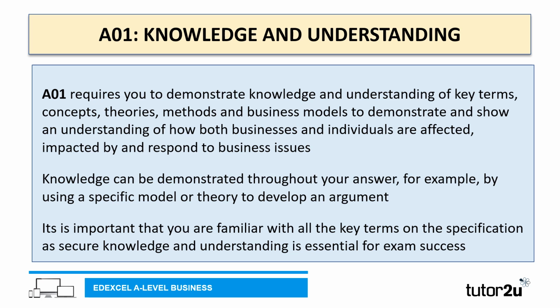So let's dig a little bit deeper into each of the 4 assessment objectives. So AO1, knowledge and understanding. This requires you to demonstrate knowledge and understanding of key terms, concepts, theories, methods, and business models to show an understanding of how both businesses and individuals are affected by, and respond to, business issues. Knowledge can be demonstrated throughout your answer, for example, by using a specific model or theory that you are familiar with and that you understand to help develop and support an argument.